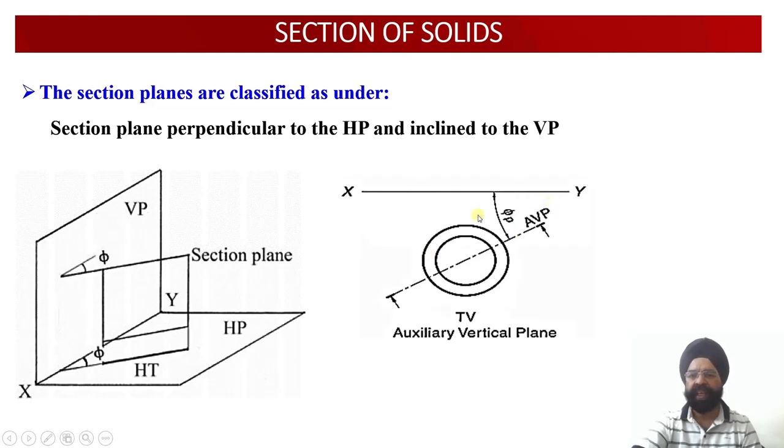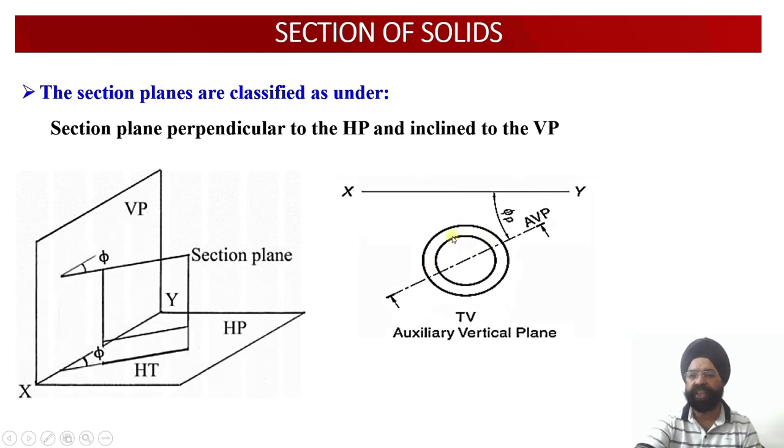Now if we have a solid cut by an auxiliary vertical plane, the vertical plane projection will be drawn below the xy line. That is, this cutting plane will be cutting the solid below the xy line, and once we cut this solid, this portion of the original solid will be discarded and thrown away. Now we are left with this remaining portion of the solid.